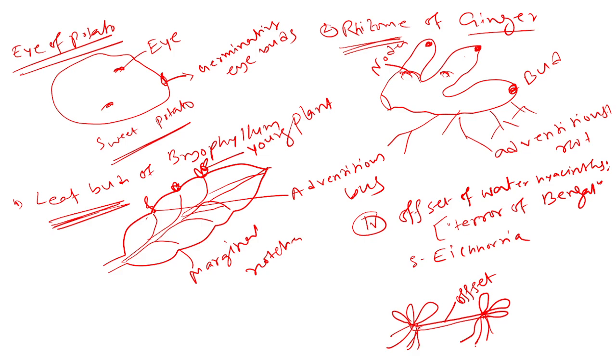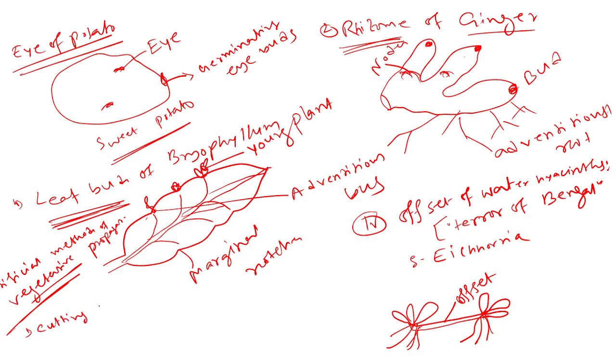Next we discuss the artificial methods of vegetative propagation. First of all is cutting.